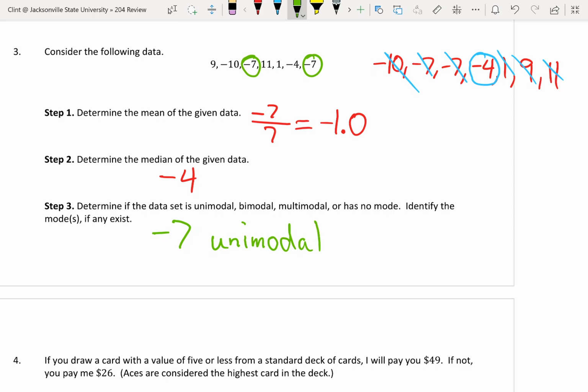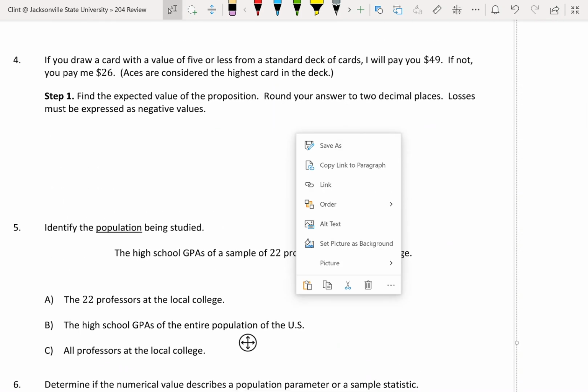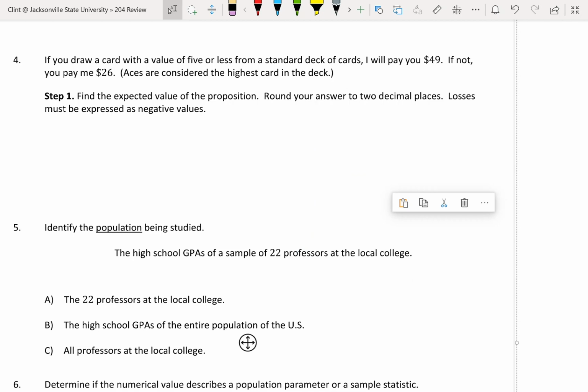Okay. Questions on mean, median, mode? Okay. Oh, sorry. Number 4.